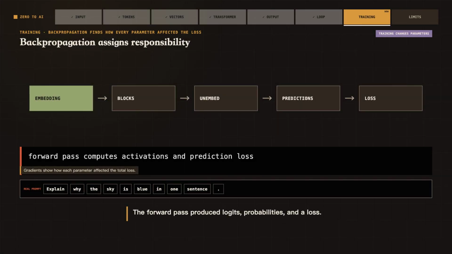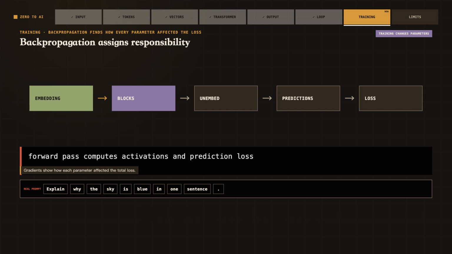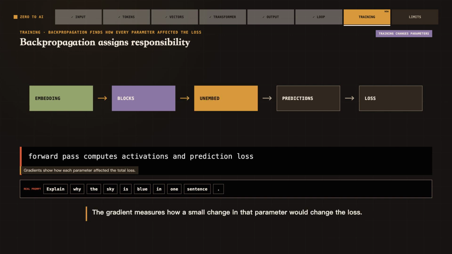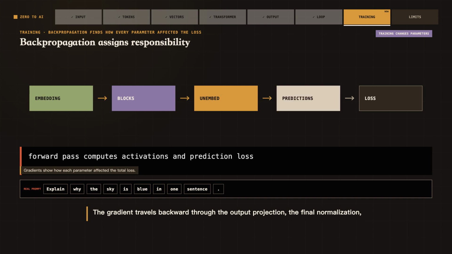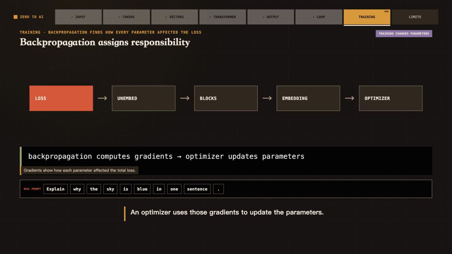The forward pass produced logits, probabilities, and a loss. Backpropagation applies the chain rule in reverse through the computation graph. It calculates a gradient for every trainable parameter. The gradient measures how a small change in that parameter would change the loss. The gradient travels backward through the output projection, the final normalization, every MLP, every attention projection, every residual path, and the embedding table. An optimizer uses those gradients to update the parameters.